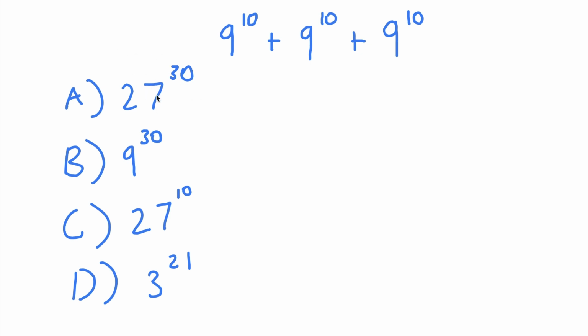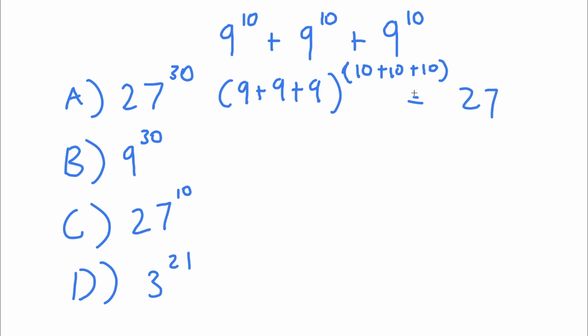So my first answer choice here is 27 to the power of 30. How you get this is you first start by adding all the bases. So you do 9 plus 9 plus 9, and then you also add all the exponents. So you do 10 plus 10 plus 10. Now 9 plus 9 plus 9, that's 27. And 10 plus 10 plus 10, that's 30. So you get 27 to the power of 30. And this is actually the wrong way of doing it, because you can't add the bases and exponents like that. That's the wrong way.